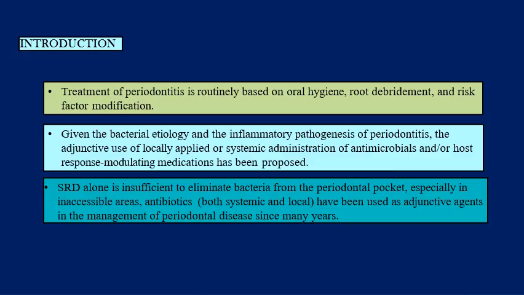Given the bacterial etiology and the inflammatory pathogenesis of periodontitis, the adjunctive use of locally applied or systemic administration of antimicrobials and/or host-response modulating medications has been proposed. So, scaling and root debridement alone is insufficient to eliminate the bacteria from the periodontal pocket, especially in inaccessible areas. Antibiotics, both systemic and local, have been used as adjunctive agents in the management of periodontal disease.